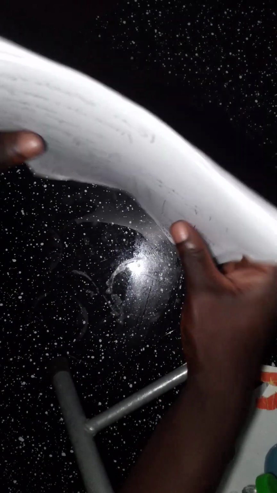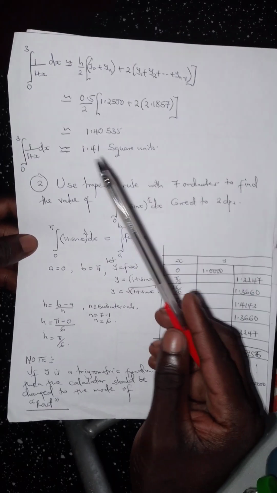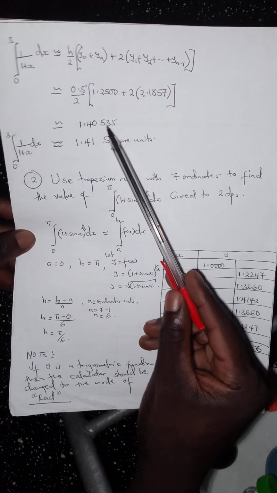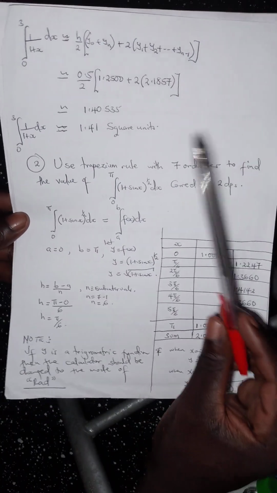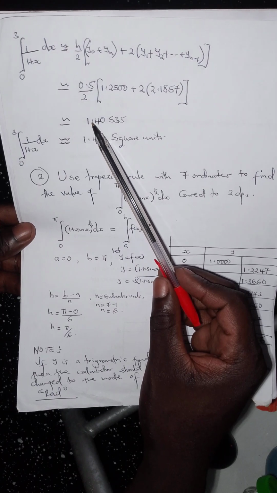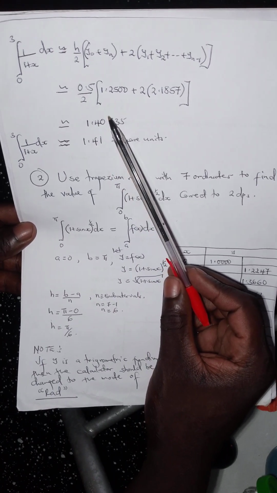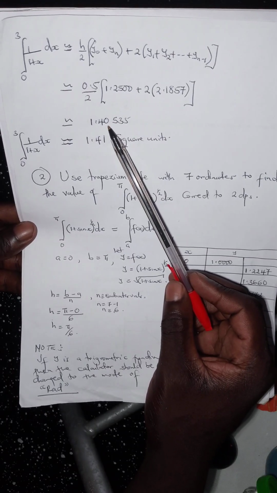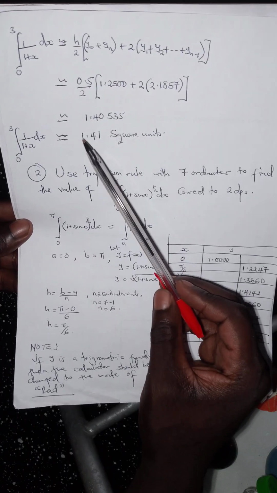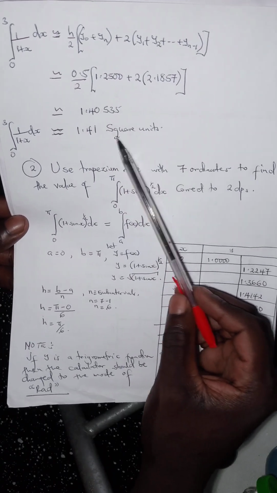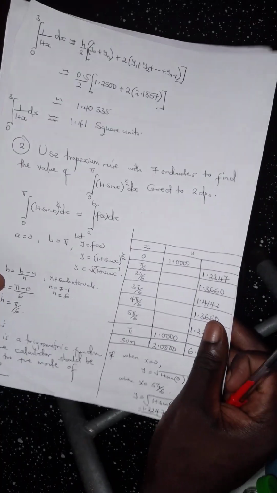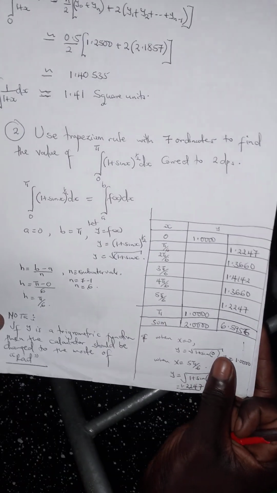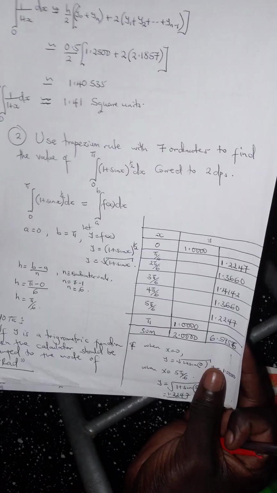And after getting that, you must record it to the number of decimal places which are quoted in the question, and the question wanted our final answer to 2 decimal places. So after the decimal point, we are going to count 1, 2. So you draw a line here, and because this is a 5, then we add a 1 on the previous value to make it 1.41. We are putting square units because we are finding the area of the curve using the trapezium rule. So that is the essence of putting square units.